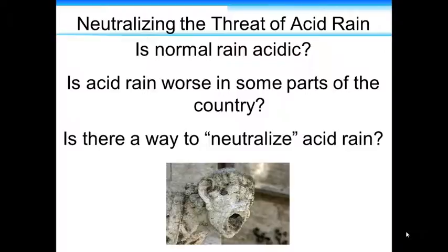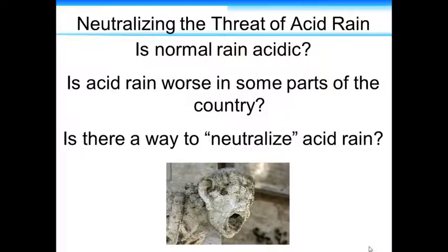Neutralizing the threat of acid rain. Is normal rain acidic? When rain becomes acidified, is it worse in some parts of the country or not, and why? Can we stop this phenomenon of acid rain?